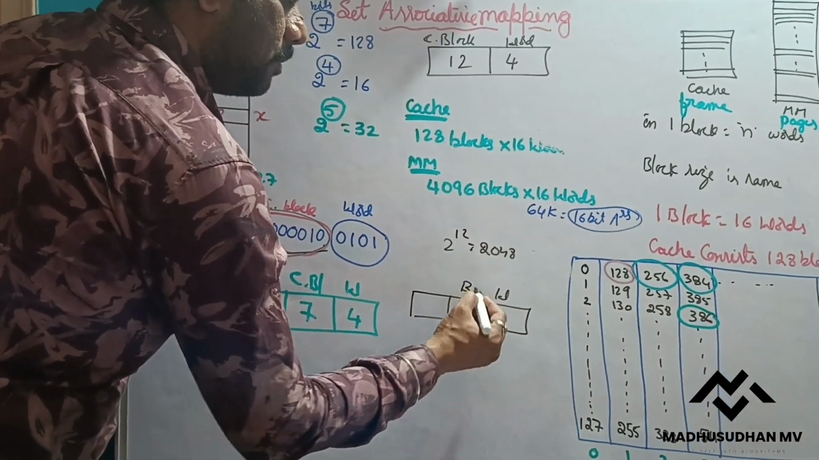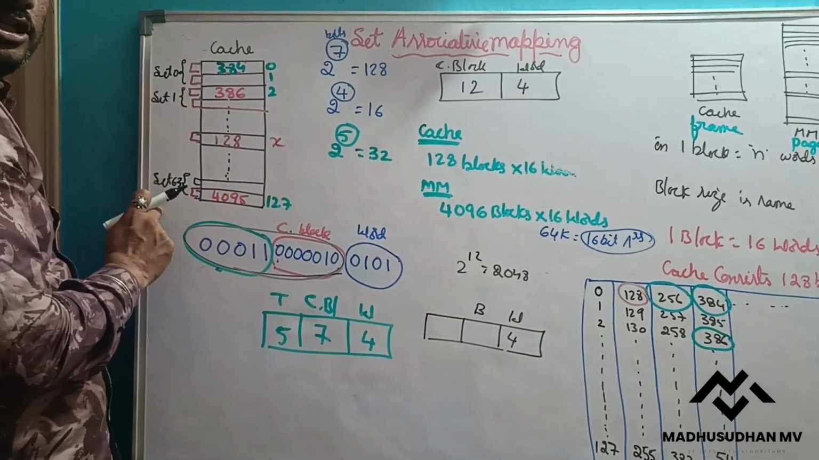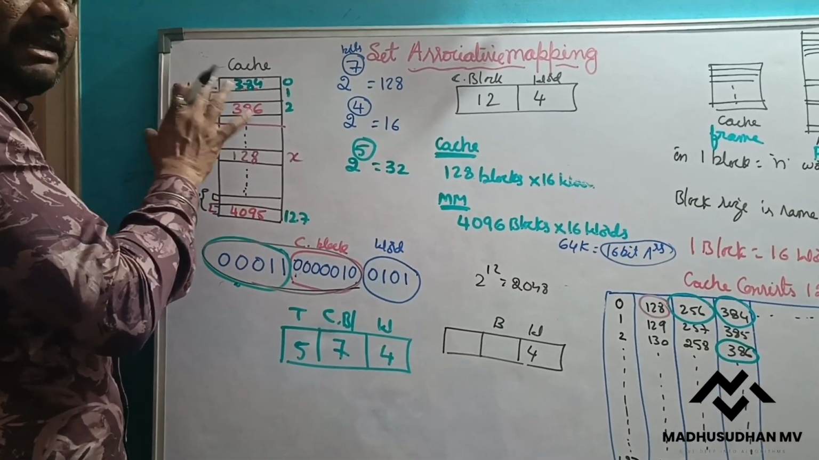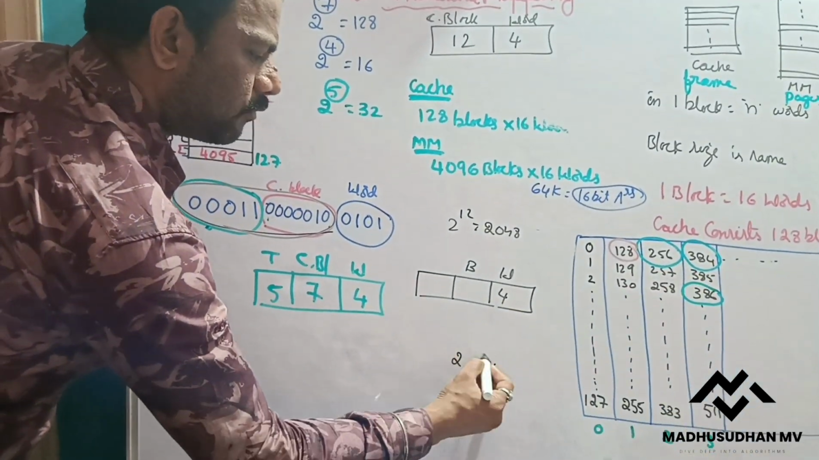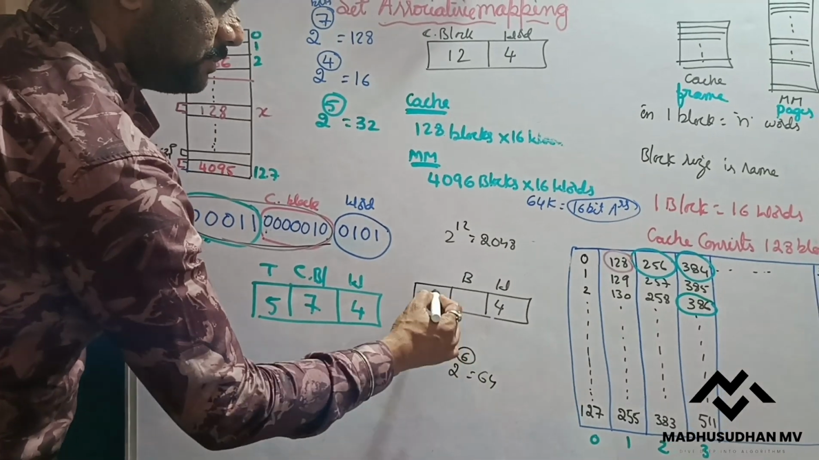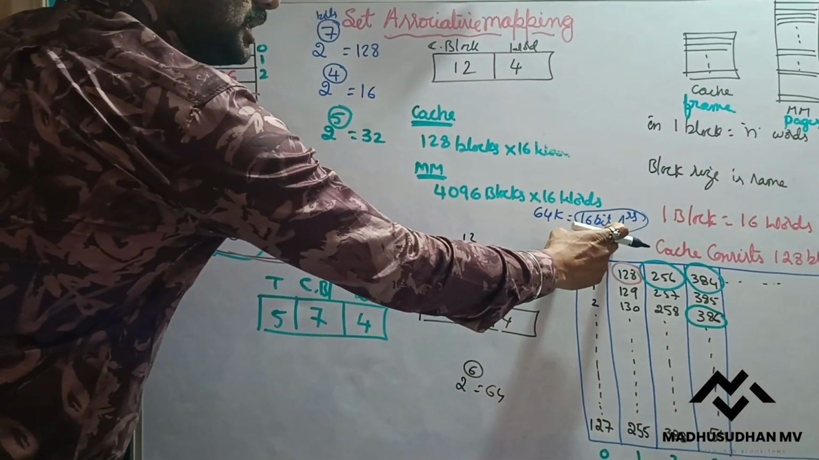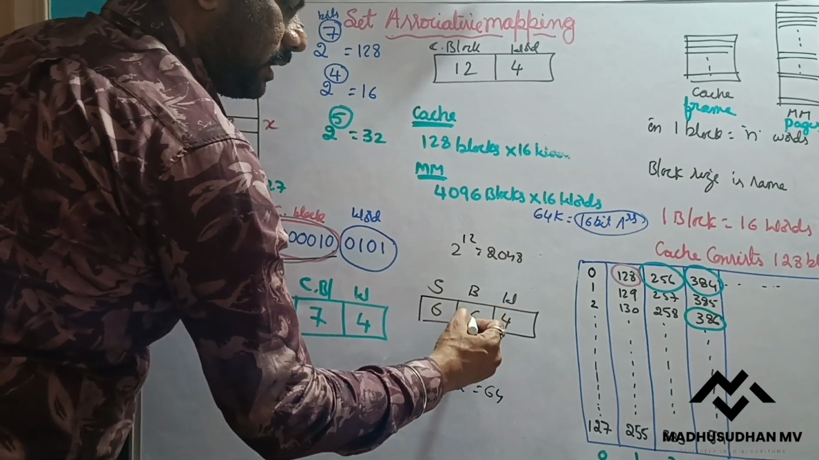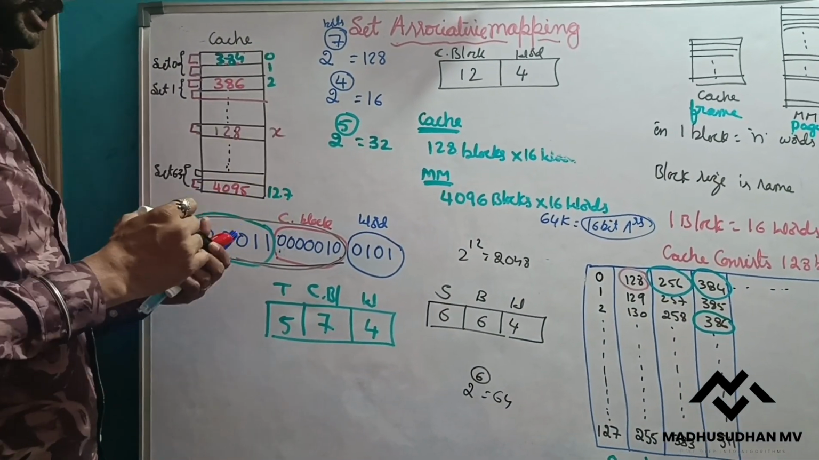Next, how many sets are there? Totally 64. Now I am identifying the set. Which set? 2 to the power of what is equal to 64? 2 to the power of 6 is equal to 64. That means 6 bits to identify which set. Now out of 16 bits, 10 bits are over, and the remaining 6 are for the cache block.